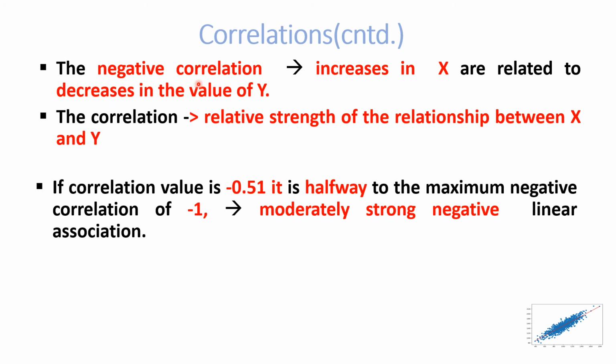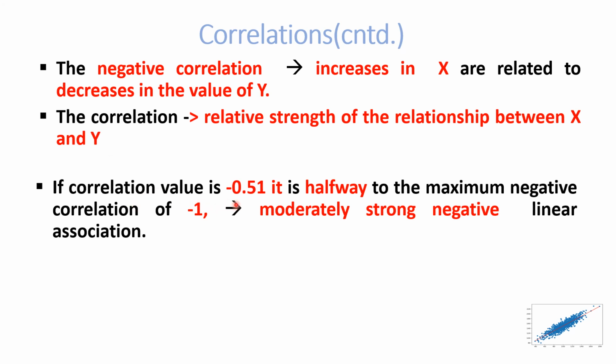If you obtain a negative value, it means a negative correlation. Negative correlation means an increase in x is related to a decrease in y. So if you are calculating the correlation coefficient R and obtain a negative value, it means that an increase in x value will make a decrease in y value, which is termed as negative correlation. Positive correlation means an increase in x also makes an increase in y. So correlation means the relative strength of the relationship between x and y.